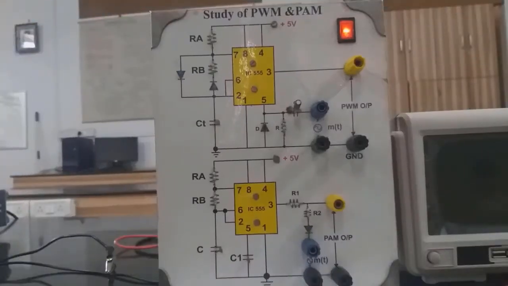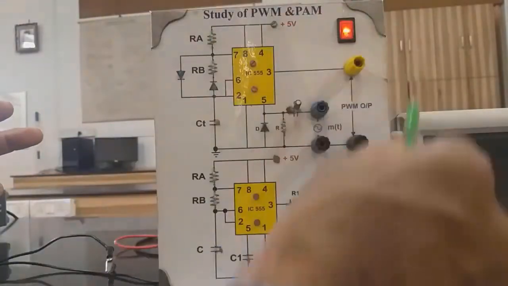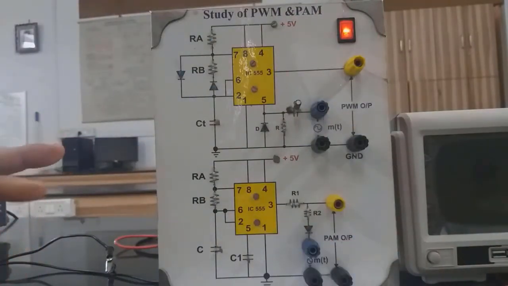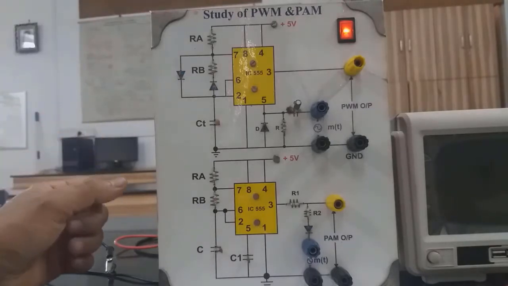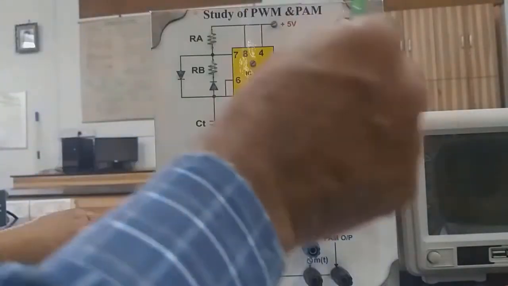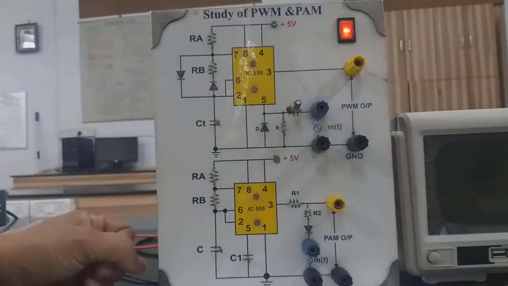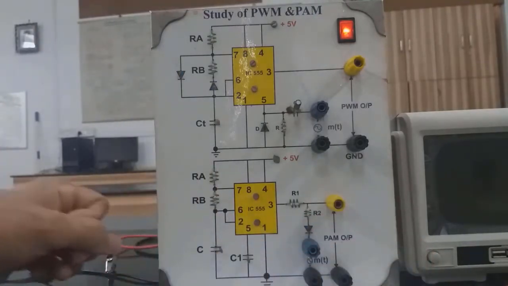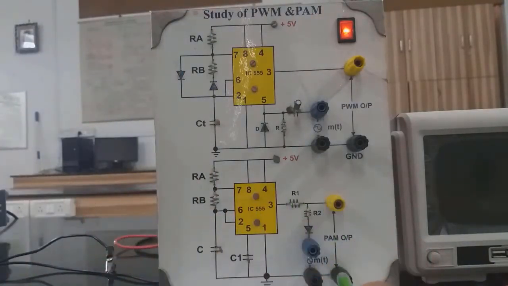Hello students, today I am going to demonstrate two experiments. First one is pulse width modulation technique and the second one is pulse amplitude modulation. This kit is useful for doing the experiment on both pulse width modulation and pulse amplitude modulation technique. The upper circuit of this kit is for pulse width modulated output generation and the lower circuit of the kit is useful to generate pulse amplitude modulated output.